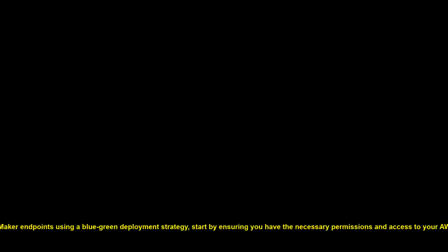To update SageMaker endpoints using a blue-green deployment strategy, start by ensuring you have the necessary permissions and access to your AWS account. Begin by identifying the current endpoint configuration that you want to update. Create a new endpoint configuration that references the updated model version you intend to deploy. Make sure to define all necessary parameters, including instance types and other configurations.